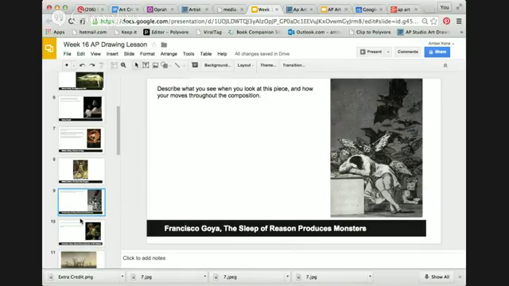Well, first my eye goes to the person that's right there, and then it starts moving around more towards the top. Then I look at the owl or the bat or whatever that is, and you just start looking out towards the top as well.